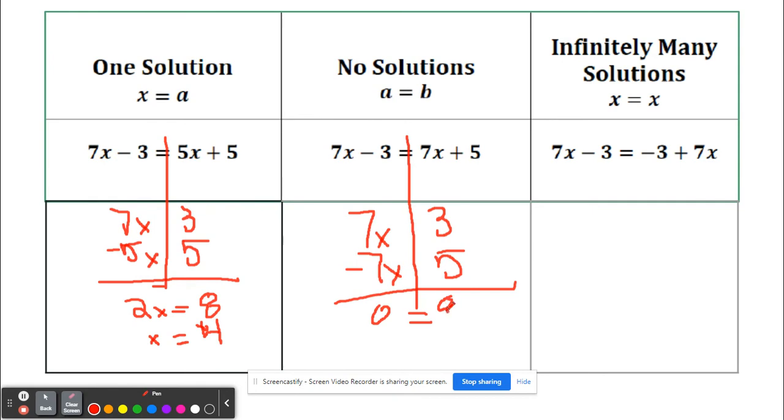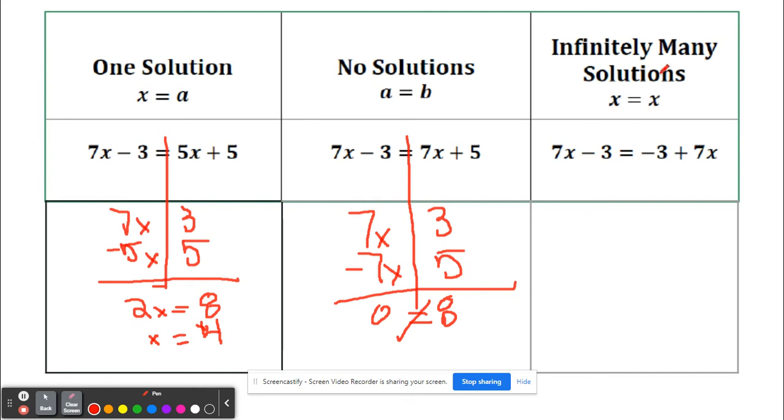Well, if you look at this, there's never any time that 0 is going to equal 8. So this is not a true statement. There's no way ever that this is going to be true because when we solve it, we end up with 0 equals 8, and 0 is never going to equal 8. So this is just saying there's never a true solution to this. No number that we put in for x is ever going to make this true.